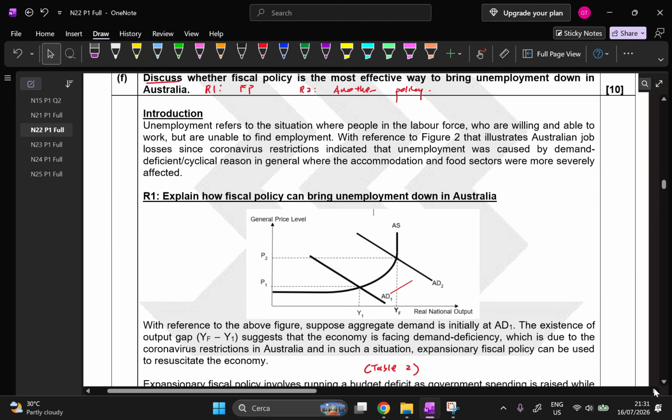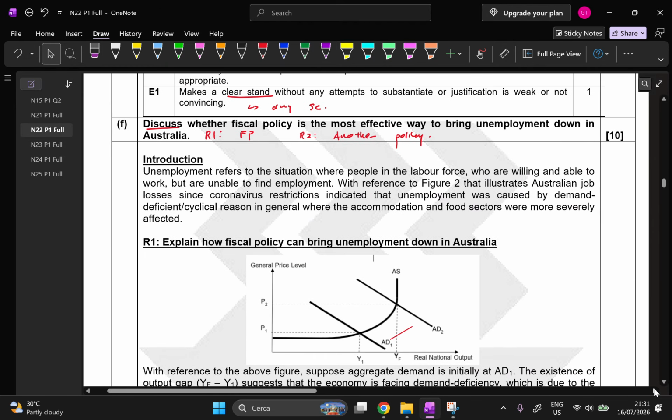Okay, last part. Discuss whether fiscal policy. Okay, what do you notice about this question? This is a very 15-mark question. This looks like a 15-mark essay question. So the main difficulty here is, how much of a 15-mark essay question do you need to write for 10 marks?